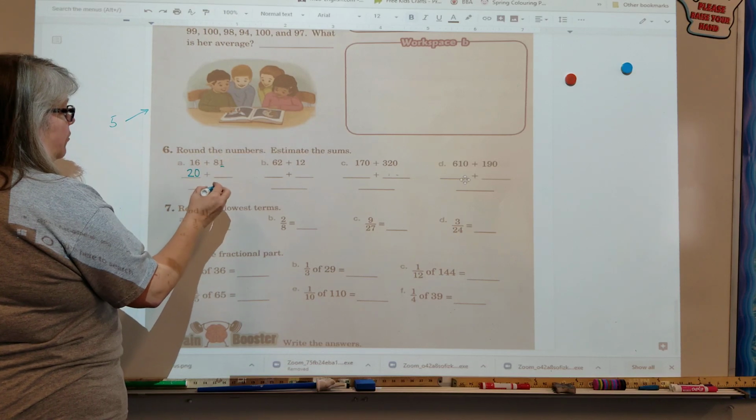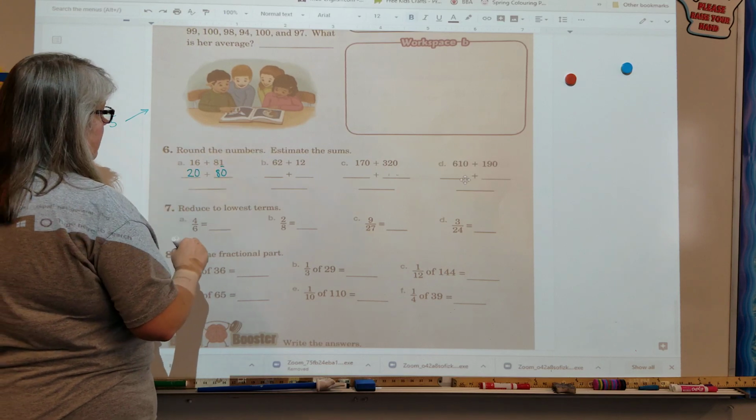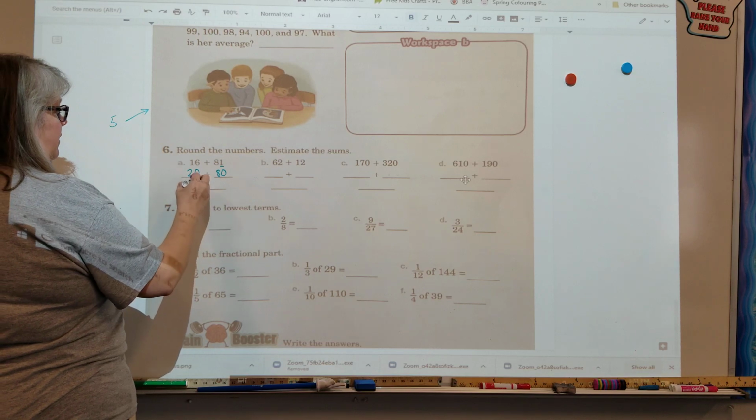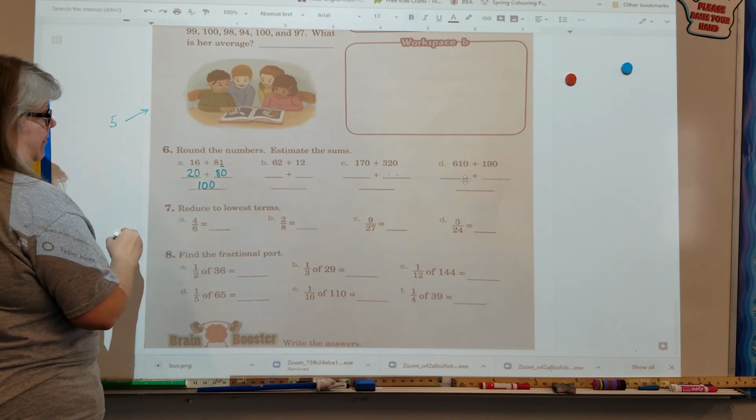81, 1 is lower, so we're going to change that into a 0 and slide back down that hill and make it 80. Now, what is 20 plus 80? 2 plus 8 is 10, so 20 plus 80 is 100.